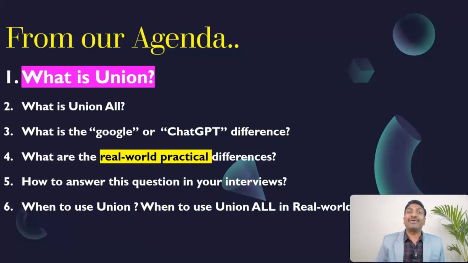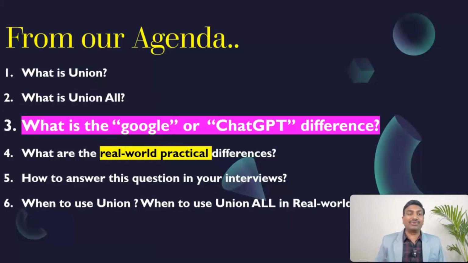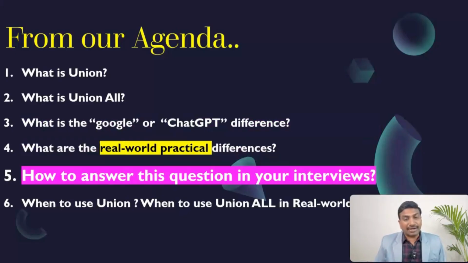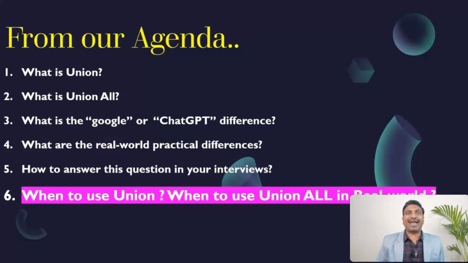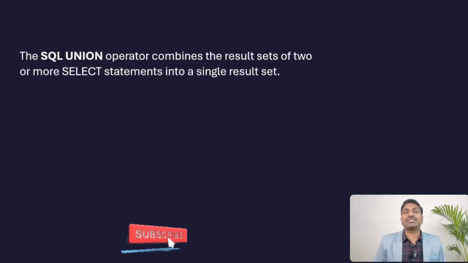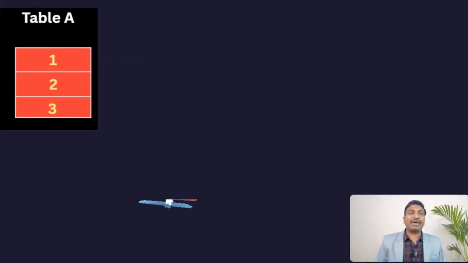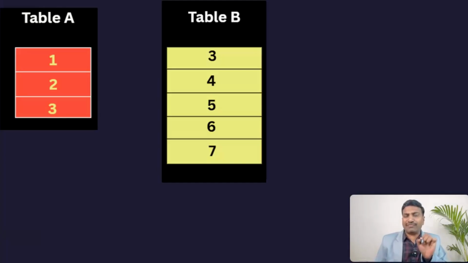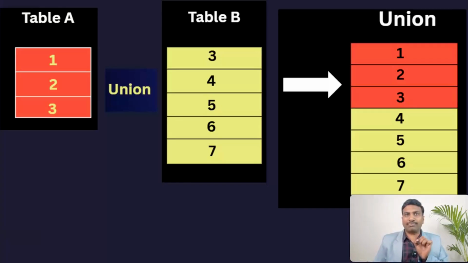Let's get started with what is union first, then union all, then the actual difference, real world activities, and what our answer to the question of union versus union all should be in our interviews and the real world use case. The union is an operator in SQL. It is used to combine the results of 2 or more select statements. For example, you have a table A with 1, 2, 3 rows, B with 3, 4, 5, 6 rows. Union gives you the result 1, 2, 3, 4, 5, 6.